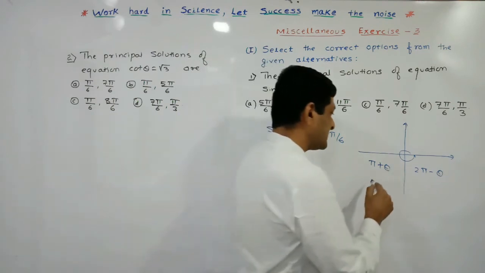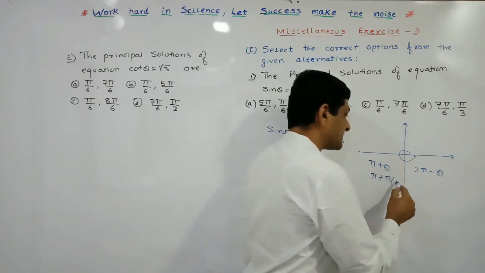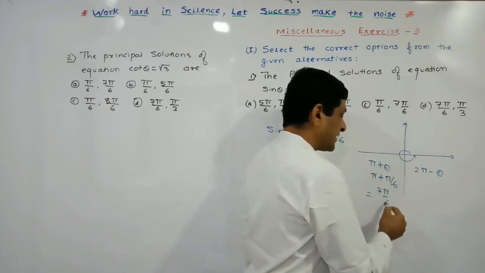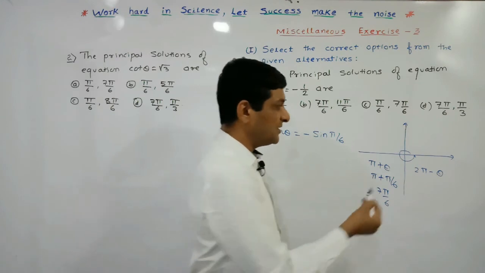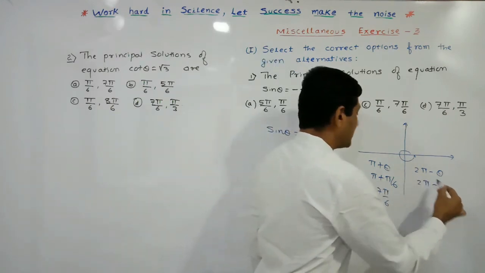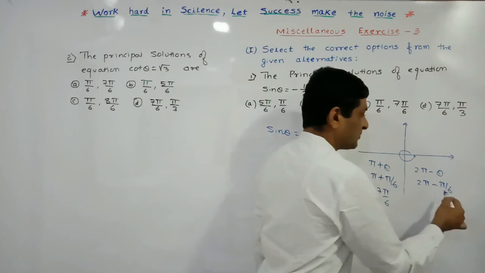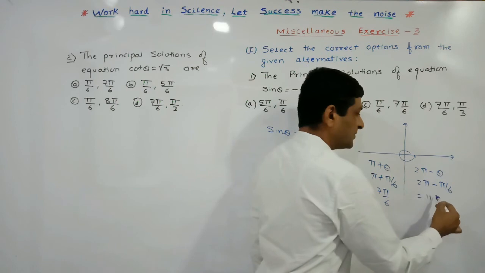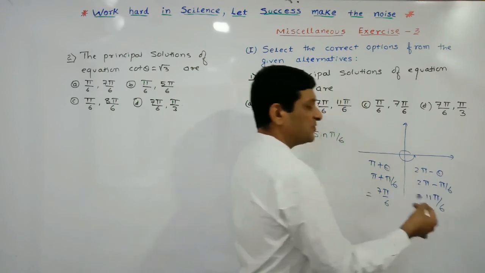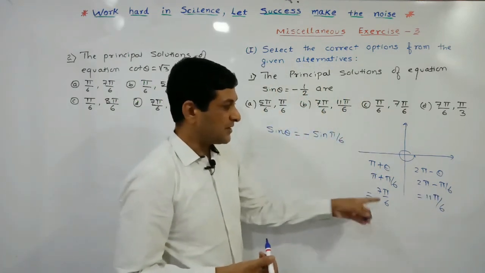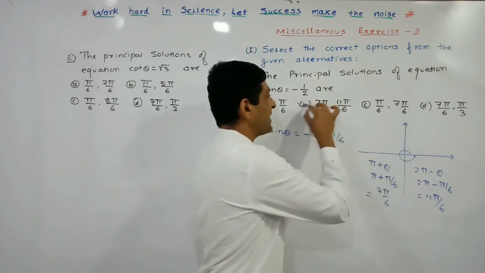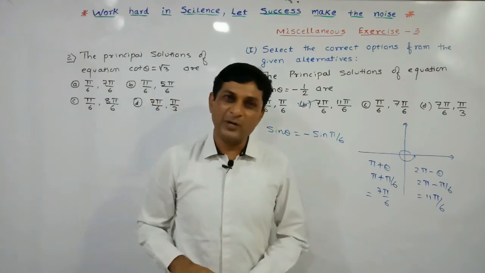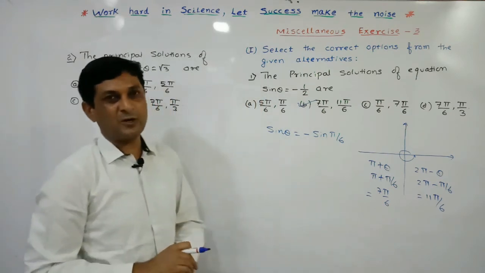Now the remaining part is to substitute the value of theta. Theta is pi by 6. So pi plus pi by 6. If we simplify it, 6 pi plus pi will be 7 pi by 6. This is our first principal solution. And here, substituting the value of theta, pi by 6, 6 into 2 is 12, 12 pi minus pi will be equal to 11 pi by 6. In this way we have got the principal solutions. So the required principal solutions are 7 pi by 6 and 11 pi by 6. So in a very easy way we are able to find the principal solution of the given trigonometric equation.